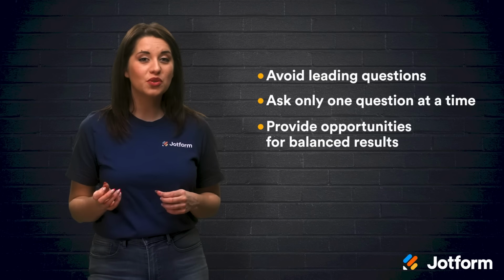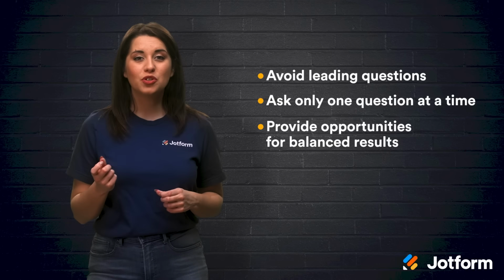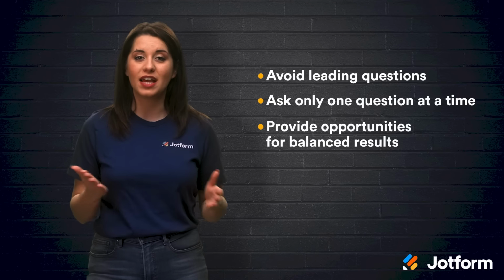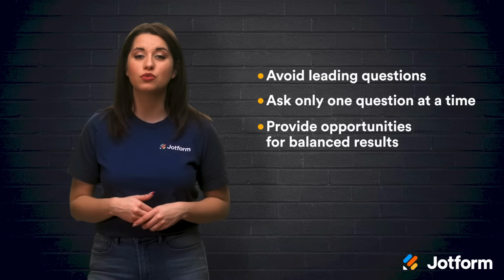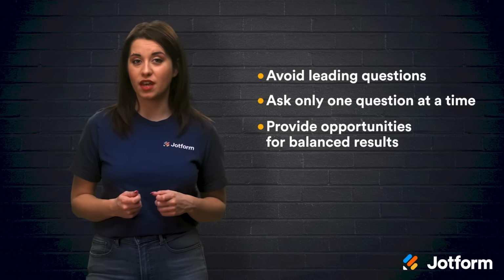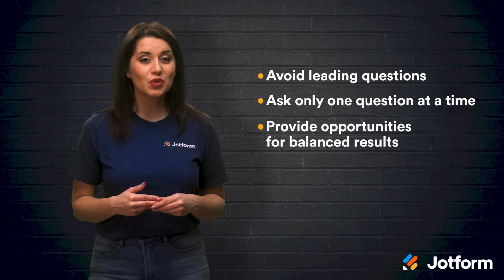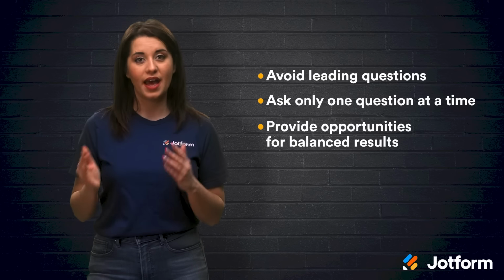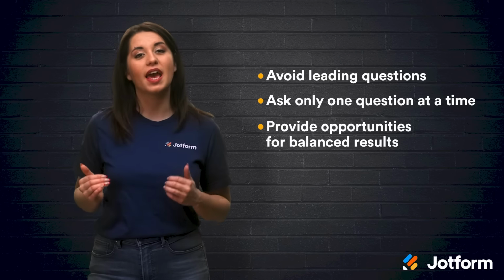Finally, provide opportunities for balanced results. Be sure to present balanced answer scales, which are an equal amount of positive and negative options divided by a neutral option. This prevents responses from skewing one direction or the other. One example of balanced response options is a scale ranging from excellent, good, average, below average, and poor.